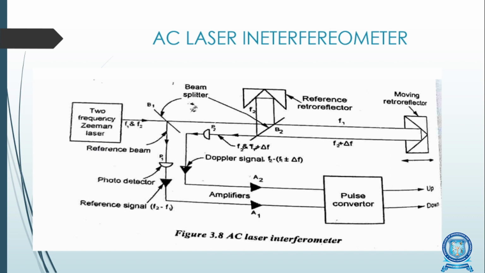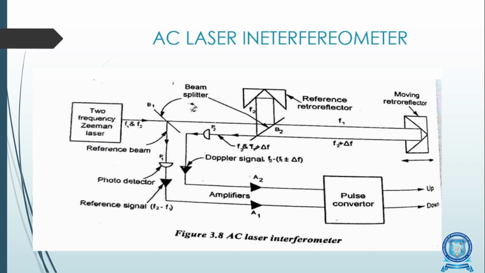Then what is the use of the amplifiers? It is used to separate the frequency difference, or it receives the electrical signals as low input signals and converts them into high output signals. What is the use of the pulse converter? It is used to extract the change in frequency, which is called delta F.